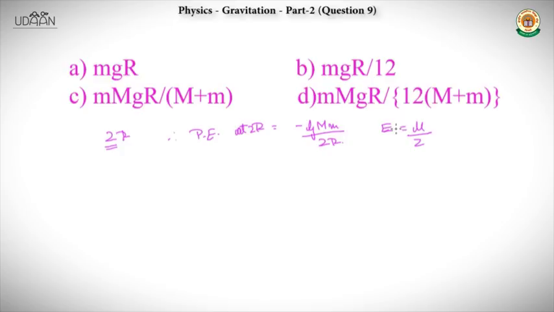U being the potential energy. So therefore the total energy is equivalent to minus GMm upon 4R. I call it total energy 1.